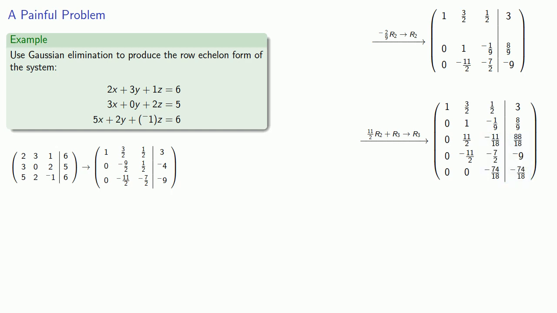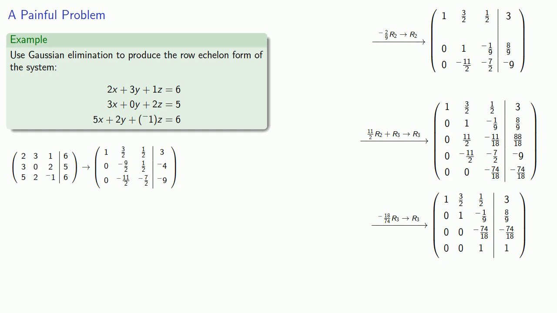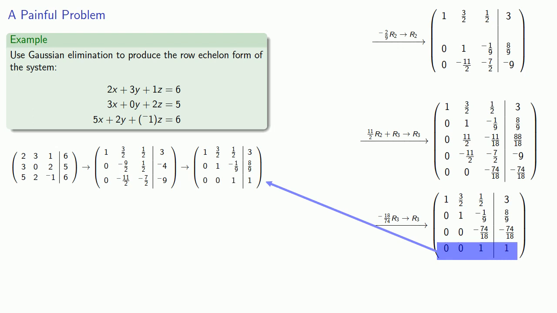Finally, we'll make the leading coefficient in the third row equal to 1 by multiplying it by -18/74. So multiplying that third row by -18/74 is going to make it 0, 0, 1, 1. And this gives us our final row reduced form. Our first row, 1, 3 halves, 1 half, 3. Our second row, 0, 1, negative 1 ninths, 8 ninths. And our third row, 0, 0, 1, 1.